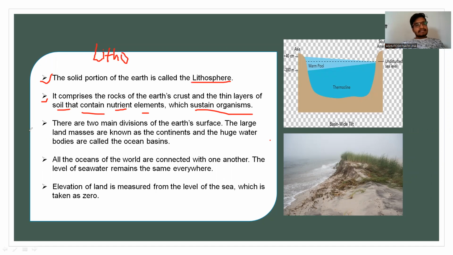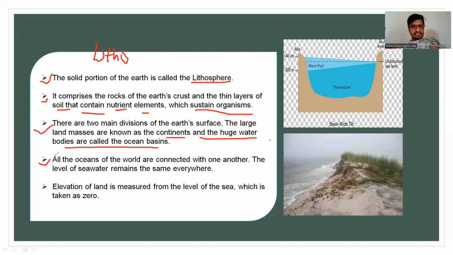Okay students. And then third thing is there are two main divisions of the earth surface. The first thing is the large land masses are known as the continents. तो उनको दो भागों में बांटा गया. तो पहला जो लार्ज लैंड कॉन्टिनेंट्स के हिसाब से, and the huge water bodies are called the ocean basins. So ocean basins, तो आपको ये याद रखना. The large land masses are known as the continents and the huge water bodies are called the ocean basins. तो ये दो डिवीजन में अर्थ को सरफेस को बांटा गया है.